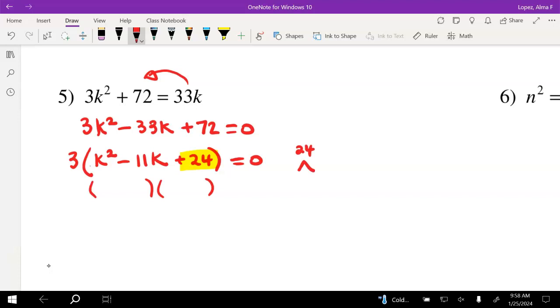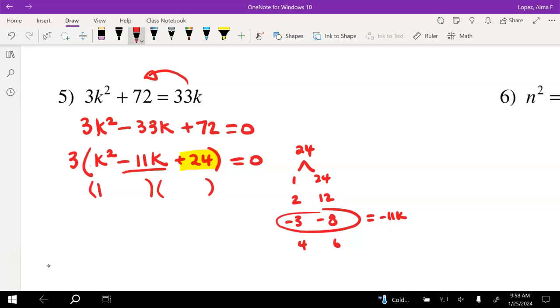Find the factorings for 24. 1 and 24, 2 and 12, 3 and 8, 4 and 6. I need to make them add up to -11. I'm looking at the 8 and 3. I can make that add up to -11 by making the 3 and the 8 both negative.